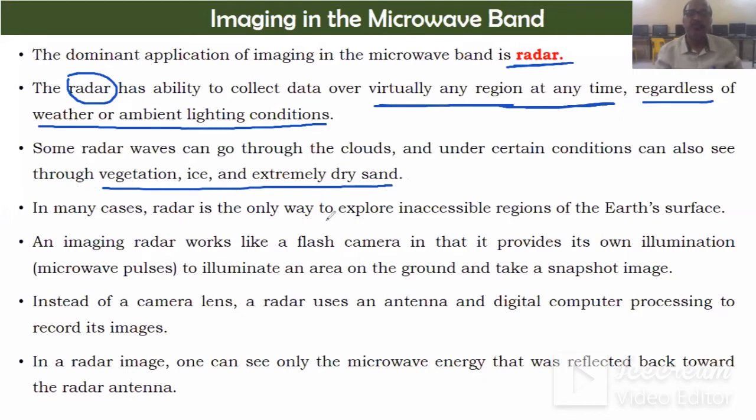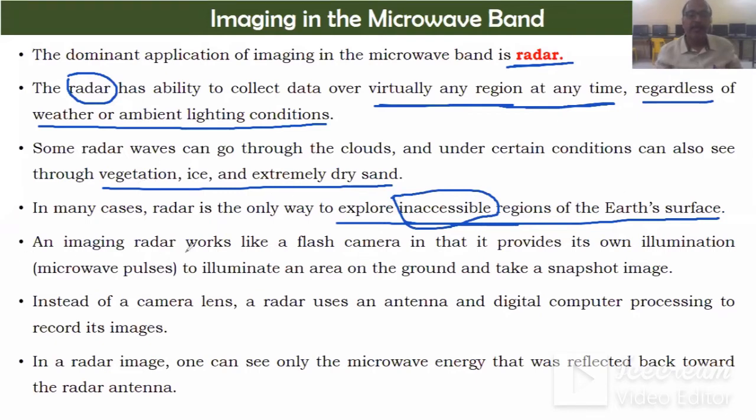In many cases, radar is the only way to explore inaccessible regions of the earth's surface. This is very important. Not every region of the earth is accessible by satellite, so in that case radar is used. We can't get an image of every place. Suppose we want an image of a place, or an image from under the ground; it is very difficult. So in such cases radar is used. In many cases radar is the only way to explore inaccessible regions of the earth, which we can easily access using radar.